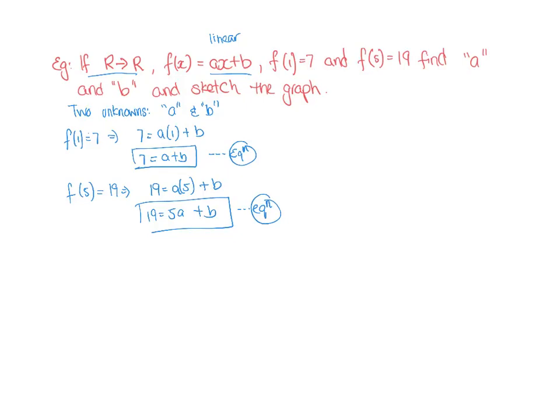Then I might solve them simultaneously. If I write them underneath each other, when we do the method of elimination, we want to, if we minus it, do we get rid of b, which we do. So if I do 7 minus 19, I get negative 12. Then I do a minus 5a, I get negative 4a. And b minus b equals 0. So I end up with negative 12 equals negative 4a.